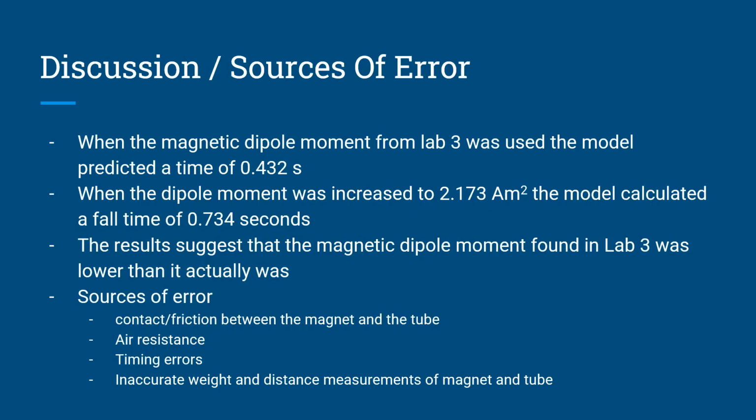Then discussion and sources of error. When the magnetic dipole moment from lab 3 was used, the predicted time was smaller. When we used the dipole moment of 2.173, like I mentioned earlier, it matched the fall time from the real-world example. Some sources of error would be contact and friction, air resistance, and timing errors, such as when we were recording the drop of the magnet.